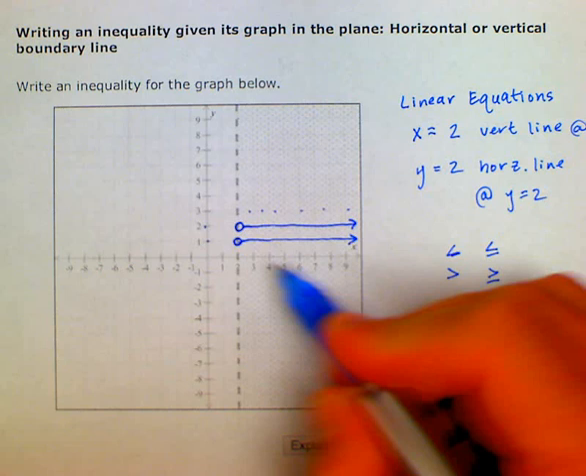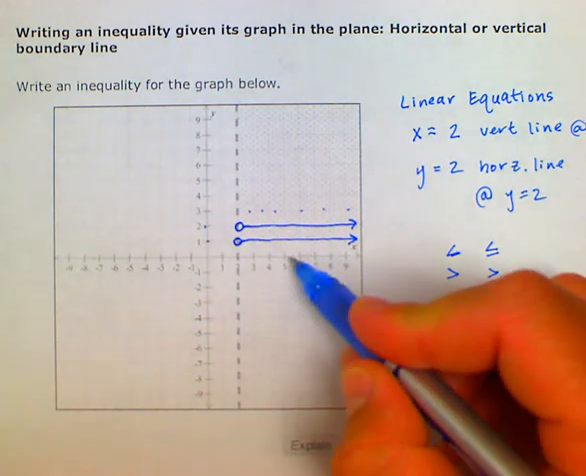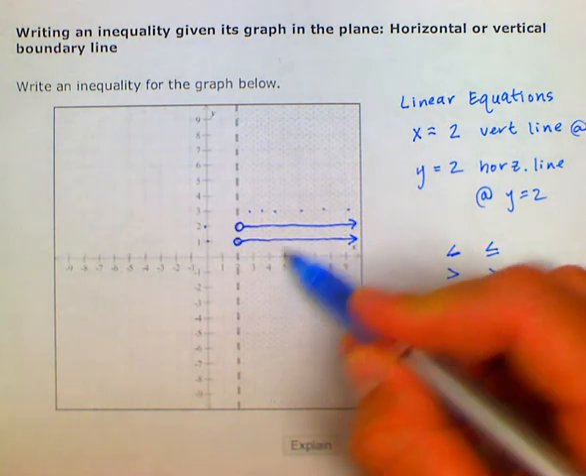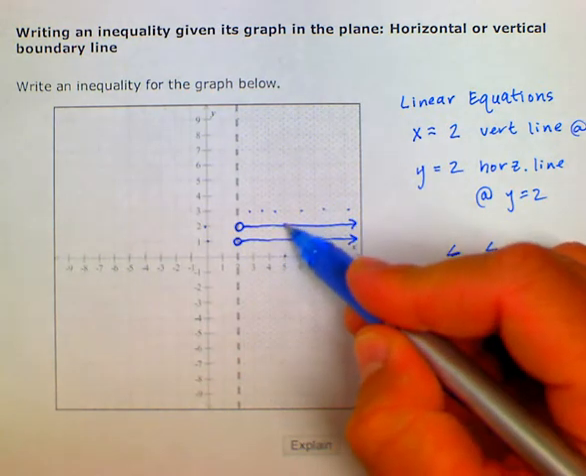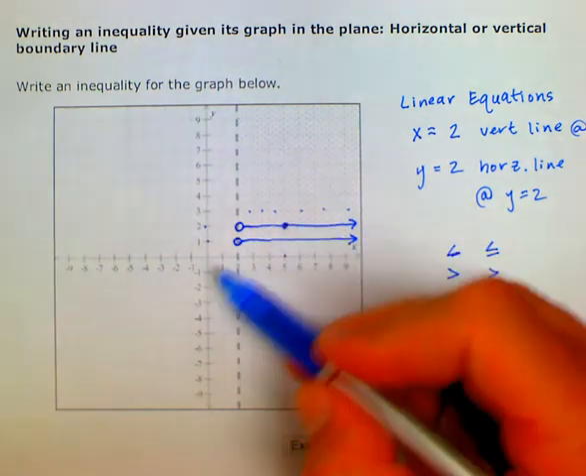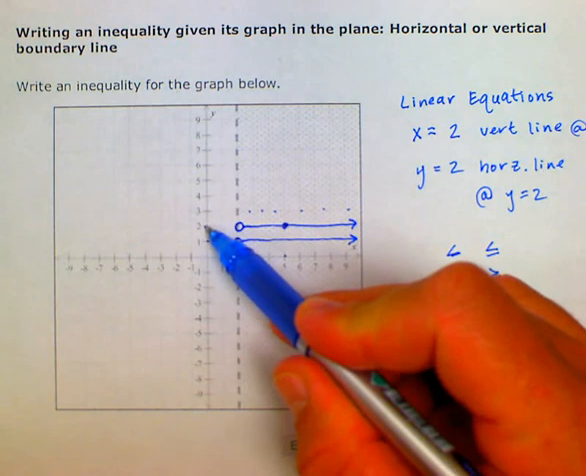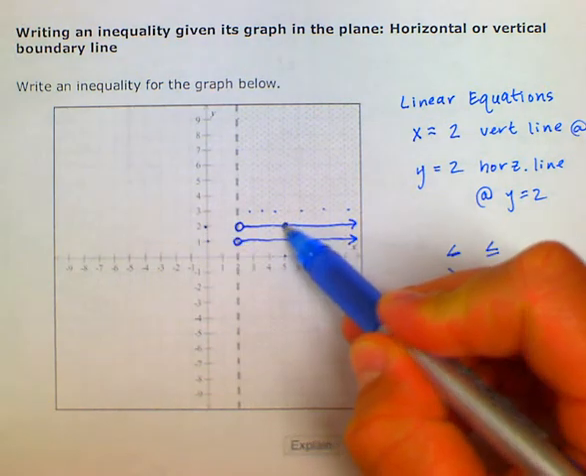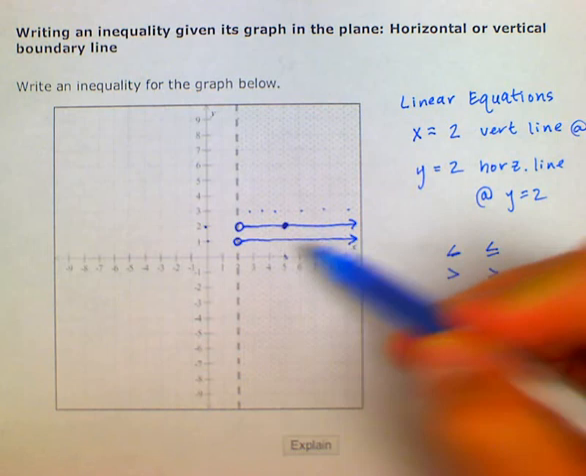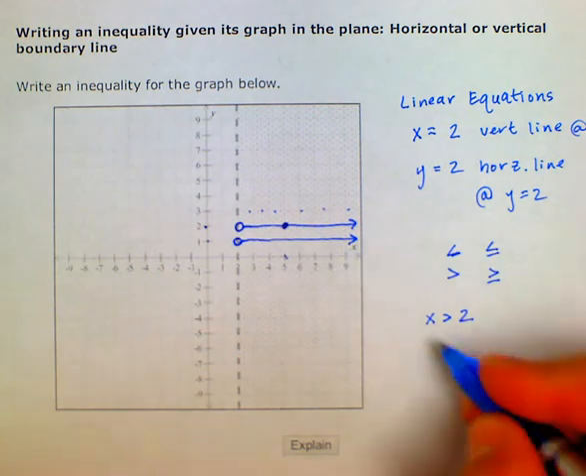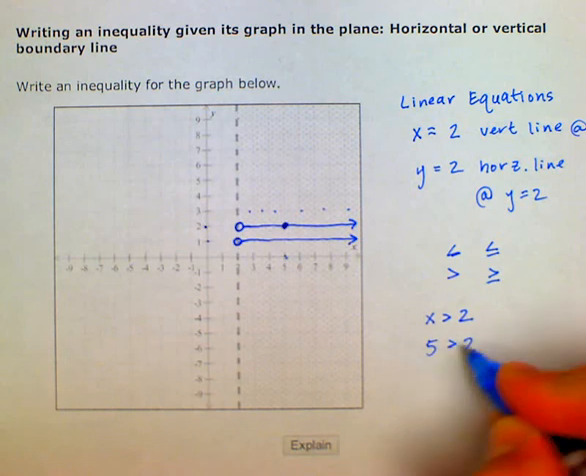So if you check any random point inside the solution box, for example 5, and here 2, at the y value of 2, does the x value of 5 make this statement true? Then 5 is greater than 2, that is true.